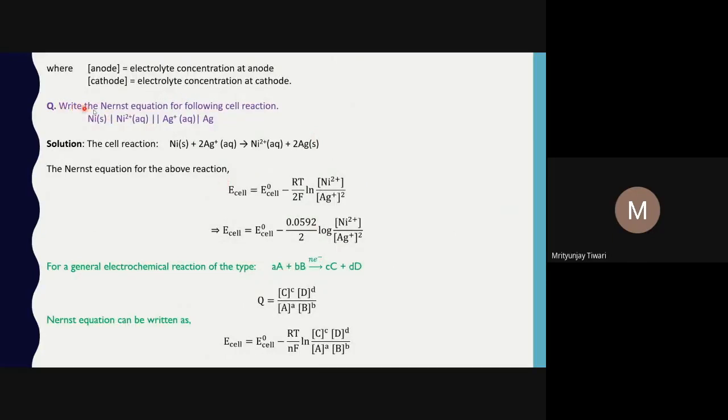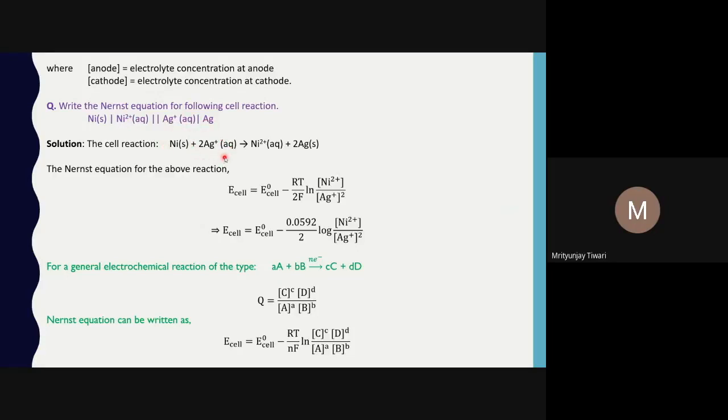Write the Nernst equation for the following cell reaction. The Nernst equation for this reaction is what? This nickel solid is converted to nickel 2+. This is the anodic reaction, and then we move from anode to cathode. So at the anode, nickel is converted into nickel 2+. This is the oxidation, and the reduction is this. This is the cathodic reaction.